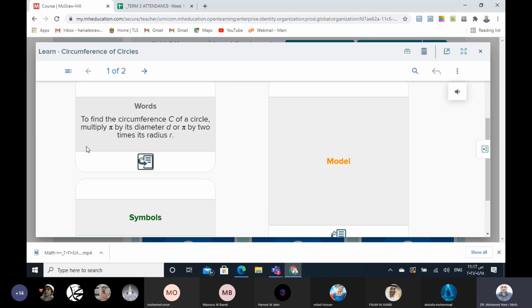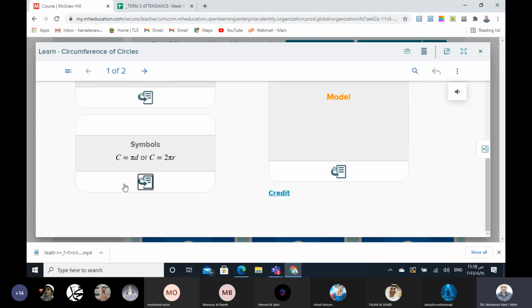To find the circumference, C, of a circle, multiply pi by its diameter D, or by 2 times its radius. So we have two formulas to find the circumference. If we have the diameter, we use the first formula, C equals pi times D. If we have the radius, we use the second formula, C equals 2 pi R.